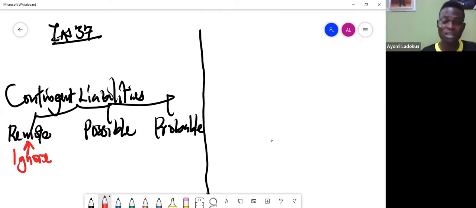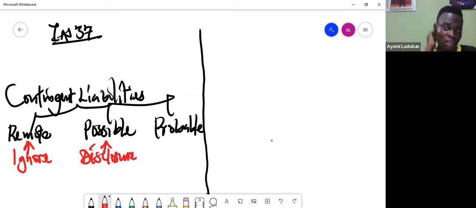So that means it won't affect your account. Now, if it is possible, meaning 50-50, we can win, we can lose. That is 50-50. In that case, what do you do? You disclose. So disclosure is required.